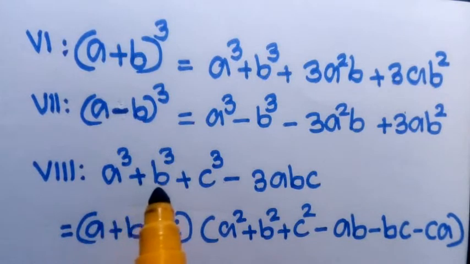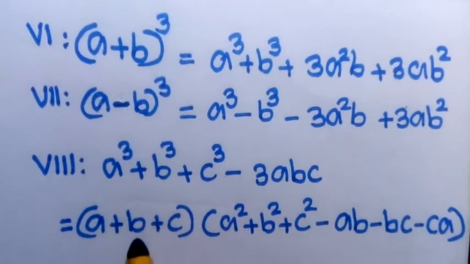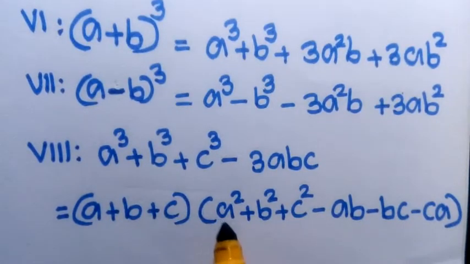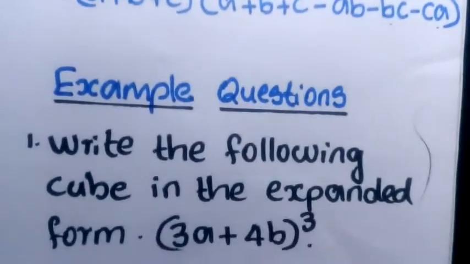A cube plus B cube plus C cube minus 3ABC is equal to (A plus B plus C) into (A square plus B square plus C square minus AB minus BC minus CA). Let us check some example questions.